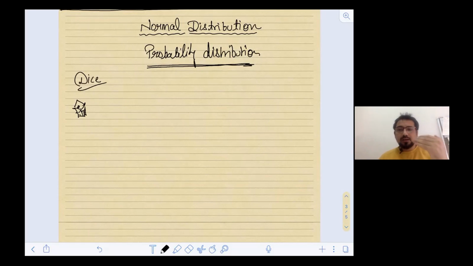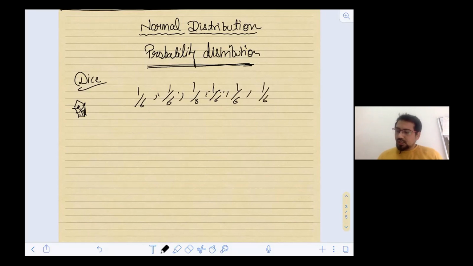So what is the probability of getting one? Everybody knows it has six faces: one, two, three, four, five, six. So one by six. What is the probability of two? Again, one by six. What is the probability of three? Again, one by six. Likewise, all six faces have equal chances. Let me write it down: one by six. If you want four or five, again 1 by 6, and 6, again 1 by 6.